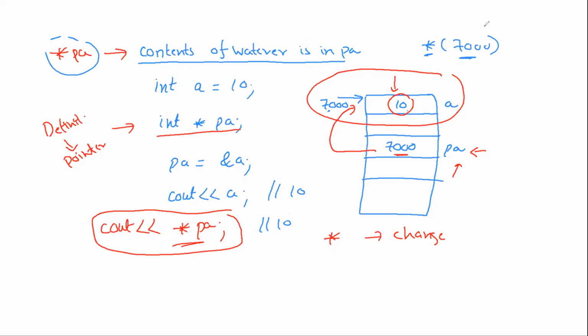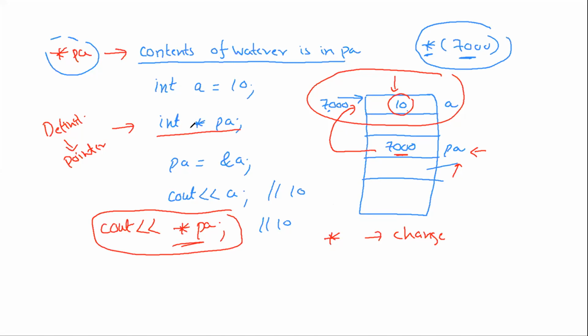This is how it prints. You should know how to read it. I'll repeat it again. If this symbol star appears in a definition, you read it simply as a pointer, and you don't need to worry much about it. All you should know in this statement is that PA is a variable that will hold an address, the address of an integer.